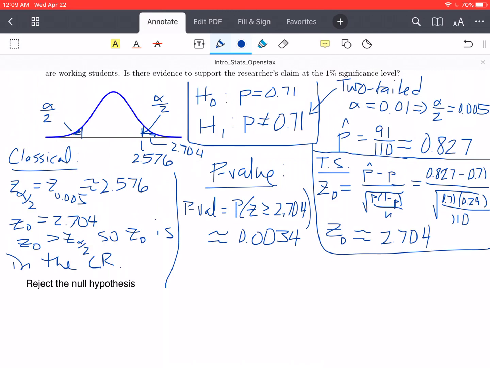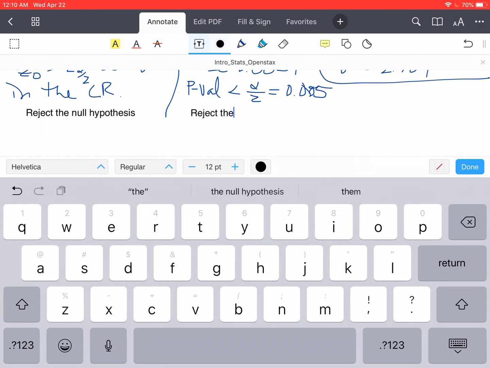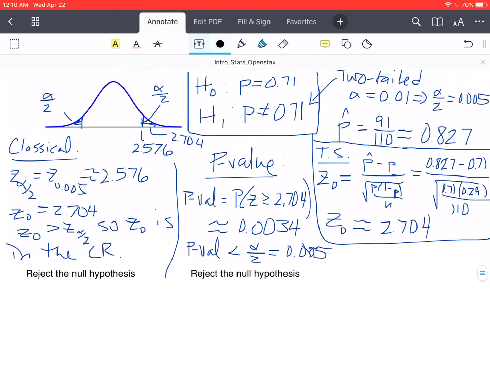Okay. And if we compare our p-value to our alpha over 2 value, that is less than alpha over 2, right, which was 0.005. Okay, so it's slightly less, right? 0.0034 is slightly less than 0.005. So, since our p-value is smaller than alpha, we can reject the null hypothesis. Okay, so we do get the same conclusion each time.